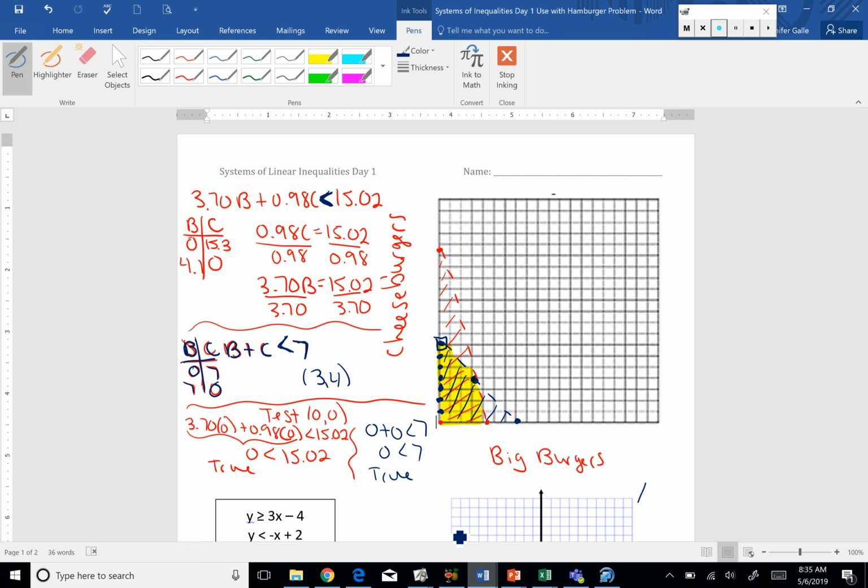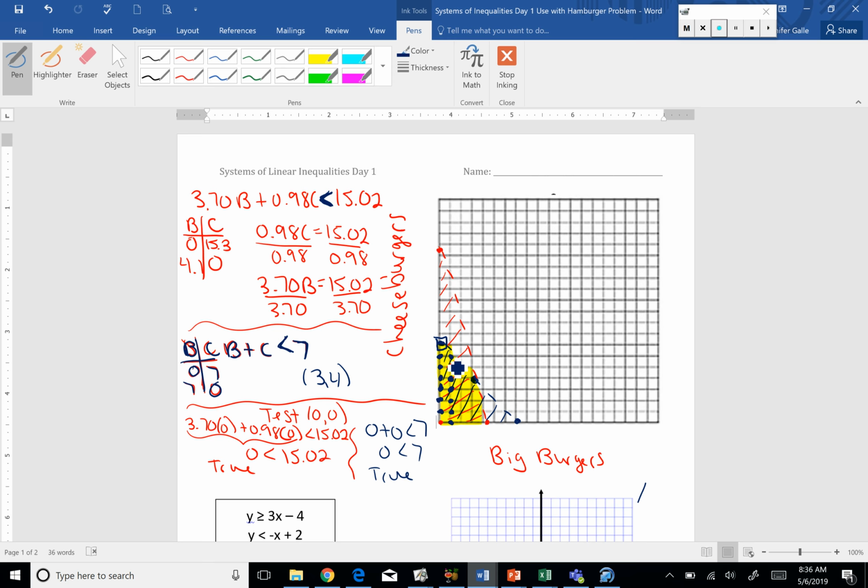So now the next part on our chart, it says we have 1 big burger and 0 cheeseburgers. 1 big burger, 1 cheeseburger, the ordered pair 1, 1. 1 big burger, 2 cheeseburgers. 1 big burger, 3 cheese. 1 big, 4 cheese. 1 big, 5 cheese. 1 big, and 6 cheese is okay because it's below our line. It's in our shaded region. So on your chart, you should have all the 1s filled in.